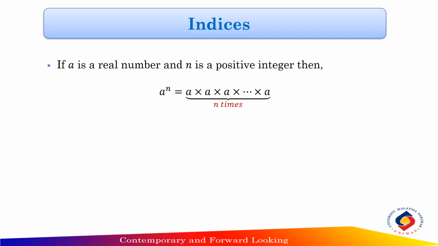If A is a real number and n is a positive integer, then A to the power of n is equal to A times A times A, n times. For example, A to the power of 3 means A times A times A, 3 times.